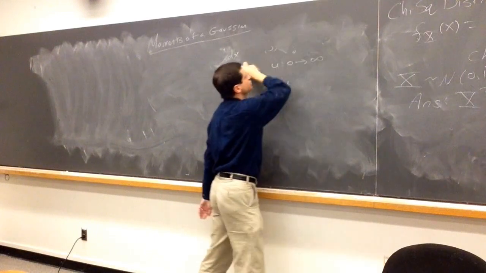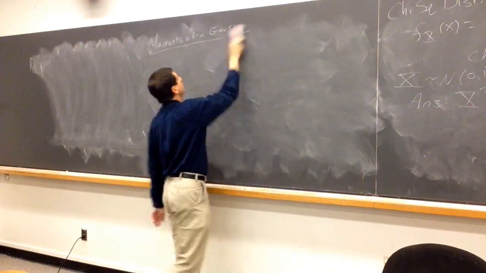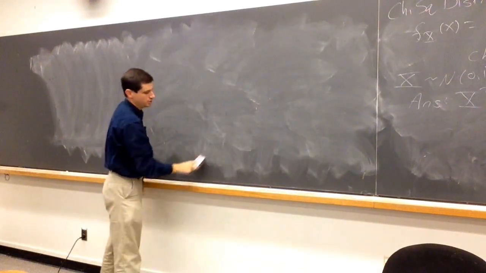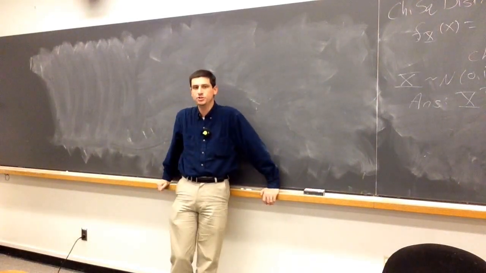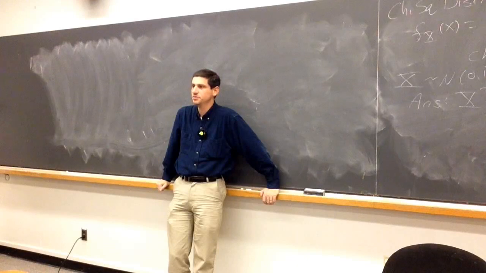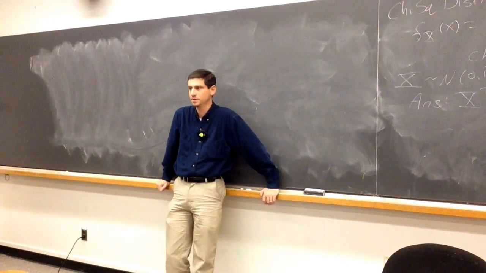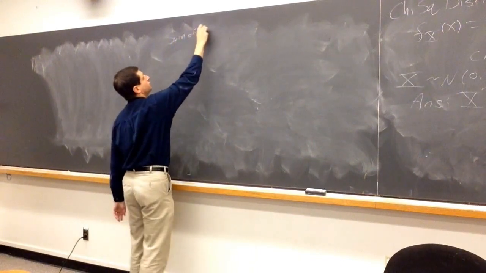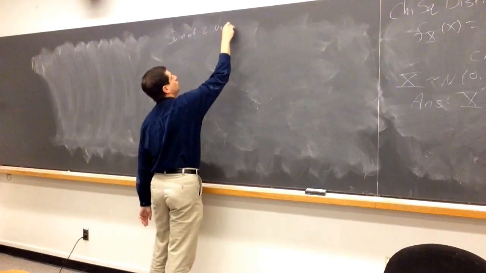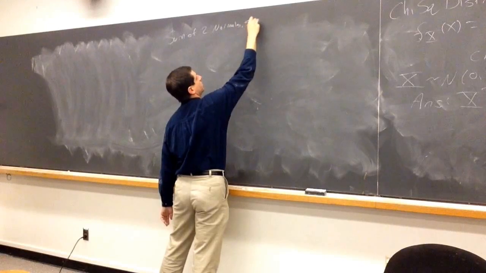We could spend easily a week doing questions like this. Do you want to do sums of squares of 2 normal variables, or do you want to just jump and do the sum of n? Sum of 2? Sum of 2? All right. So sum of 2 normals squared.